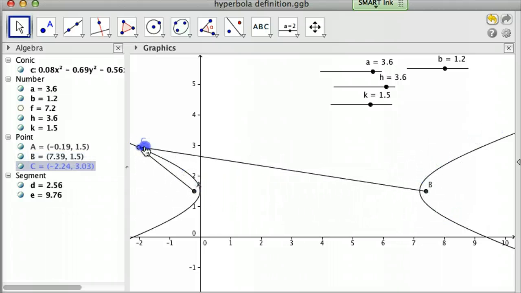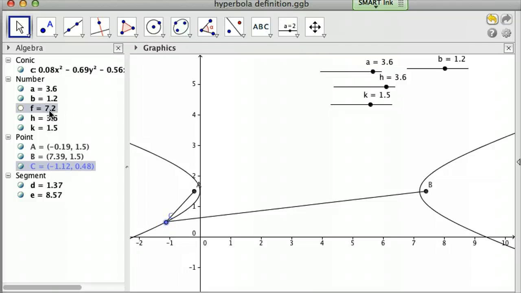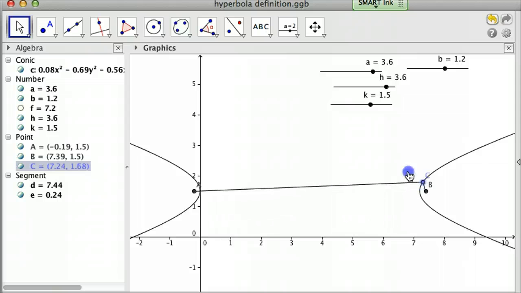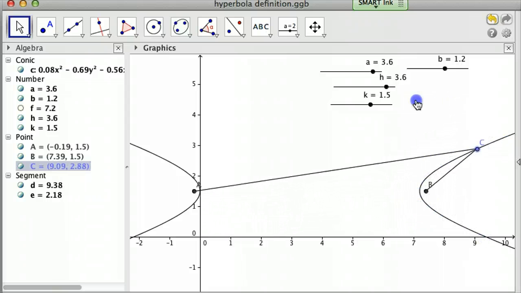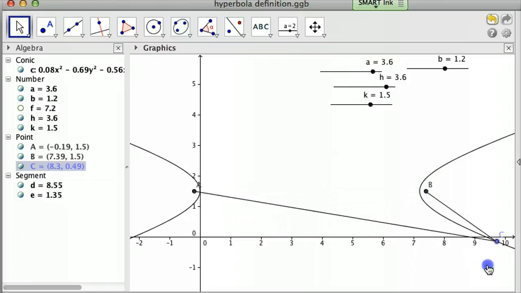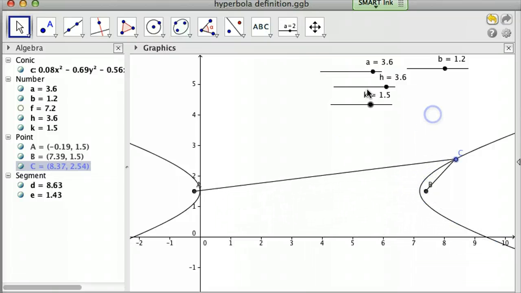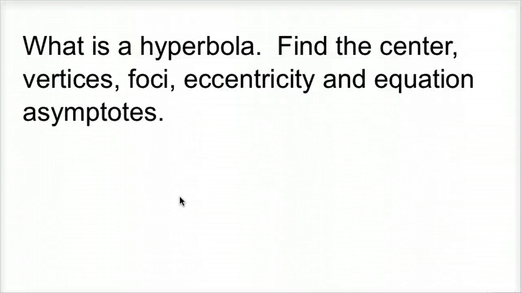So I'll shift it over to this other side, and you can see that it is indeed 7.2, no matter how I move that. And that's the definition of a hyperbola: those distances from those two foci, when you subtract them, there'll always be some constant, depending on the shape of your hyperbola. So enough of that.